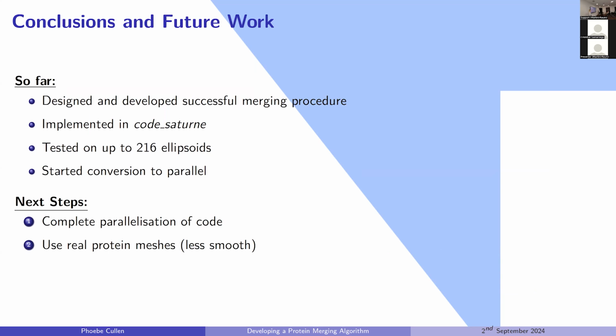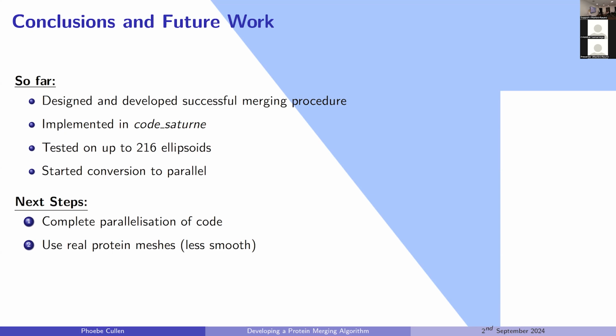Okay, just to summarize, this is the work we've done so far. We've successfully designed and developed a merging procedure, which is hoped to help in the simulation of biological molecules. This has been implemented in Code_Saturne, an EDF software used largely for CFD, but it's very much multi-purpose. We've tested our code on up to 216 ellipsoids so far, but we're looking to further these tests. And we've started conversion to parallel.